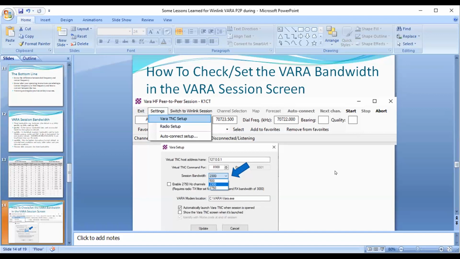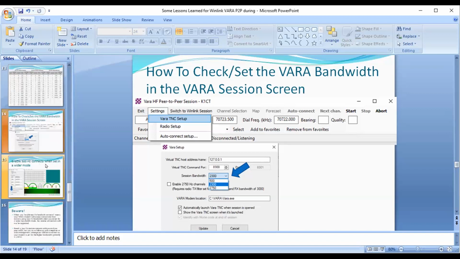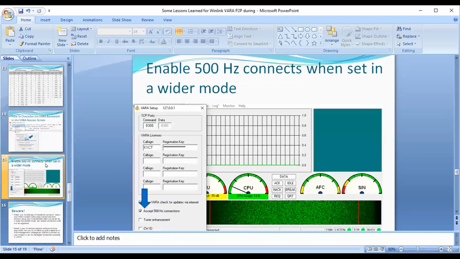And like I say, if you're going to select anything other than 2300, when you go back to do regular Winlink operations going into a gateway, be sure to check your bandwidth, make sure it hasn't been changed. I think that the program, when you set it up for peer-to-peer, just makes a peer-to-peer bandwidth selection, and the gateway selection may be different from that.